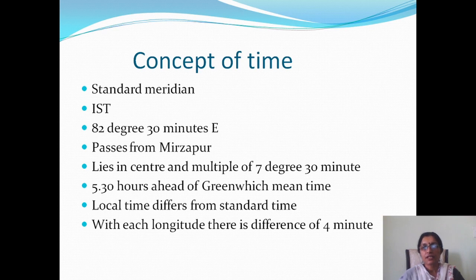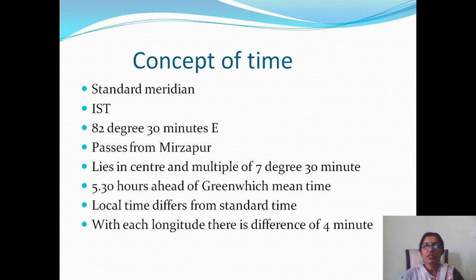There is a simple concept. Each longitude represents 4 minutes. If we move to the east of any longitude, time will increase 4 minutes. If we move to the west of any longitude, time will decrease by 4 minutes. This is simple. In the previous slide, you have seen that longitudinal extent of India is 68 degrees 7 minute east to 97 degree 25 minute east.